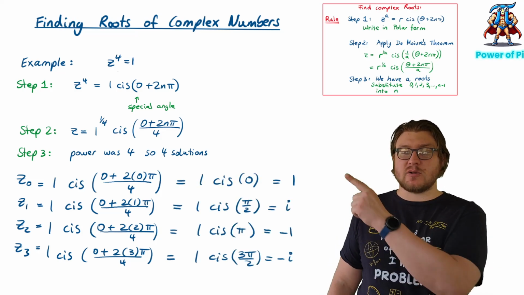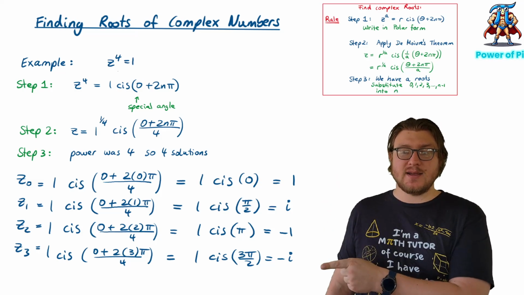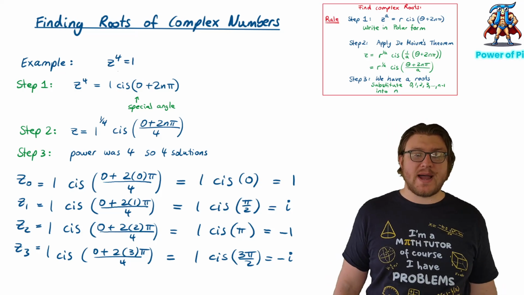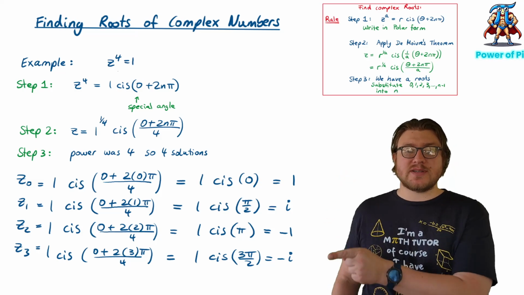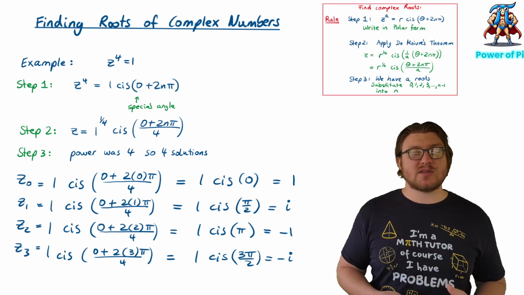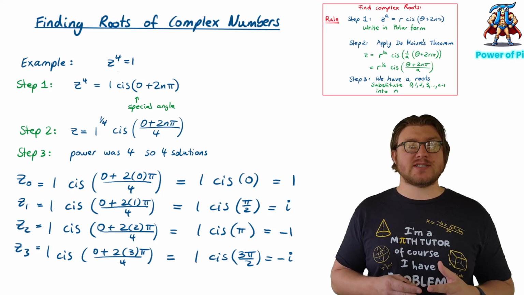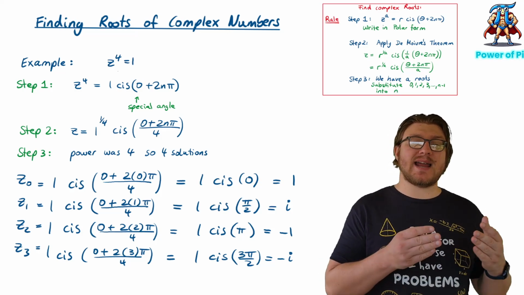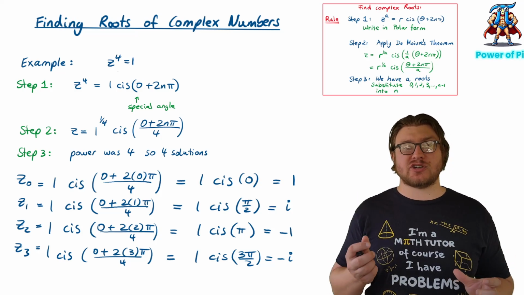So we're going to get 1 cis 0, 1 cis pi over 2, 1 cis pi, and 1 cis 3 pi over 2. Well, how do we get these values from this again? Well, remember, what does cis mean? Cis means we have cosine times the modulus plus i sine times the modulus is our real and imaginary parts.